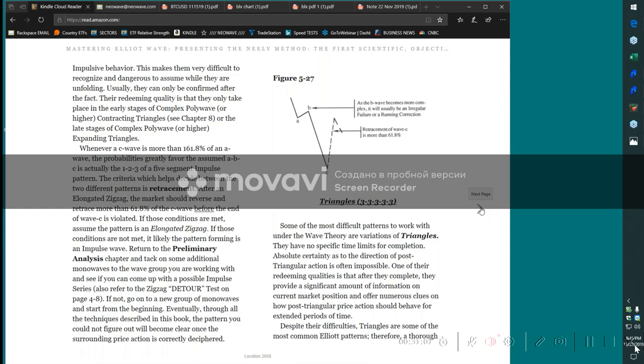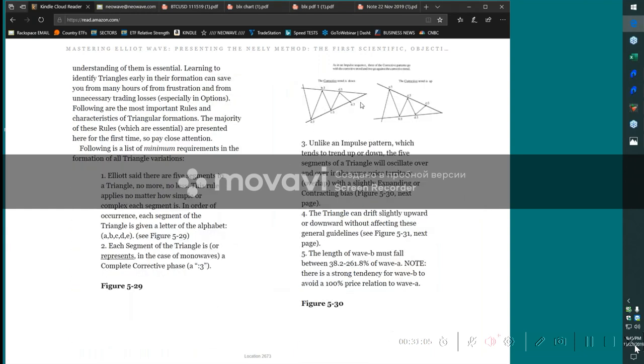And every segment is corrective, of course, and it's going to have generally a contracting look to it, like this. There's also the expanding variety. We'll get into that in a minute. But most contracting triangles are going to be mostly horizontal, and the A wave will be the most violent move. This is very important, you write this down. So for a contracting triangle, you want wave A to be the most violent wave of the entire pattern.